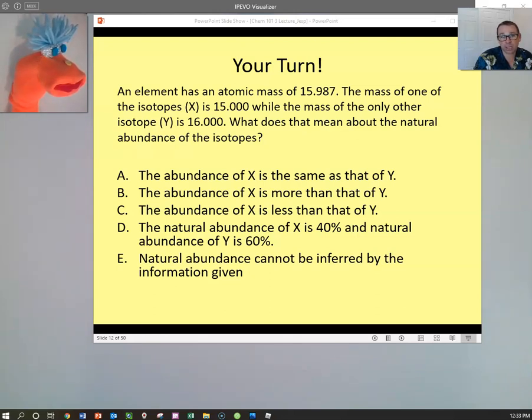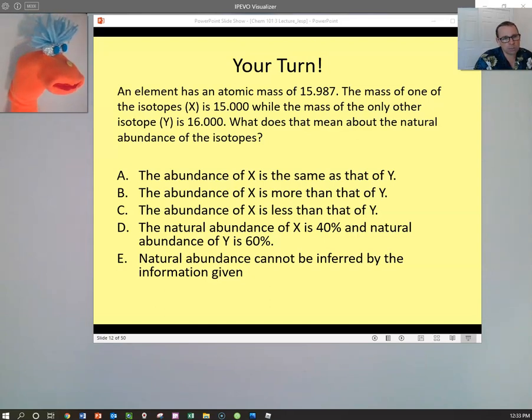there is 15.987. So why isn't the average mass just 15 plus 16 divided by 2? Why isn't it 15 and a half? Well, because they're not half and half. It's not half 15 and half 16. So the average mass is 15.987. That means that most of the isotopes are closer to 16. That's why the average is so high. It's 15.987. That's right. Most closer to 16.